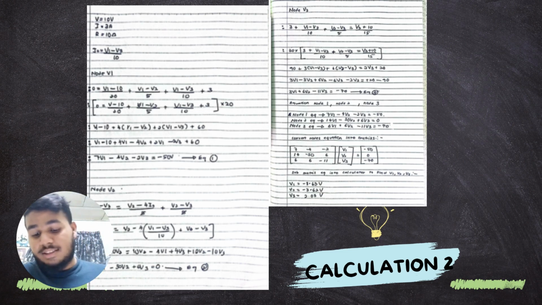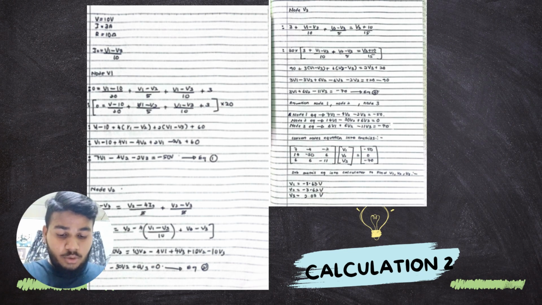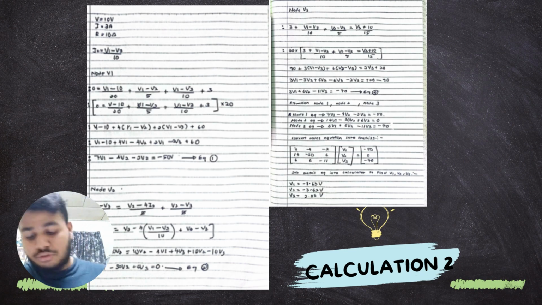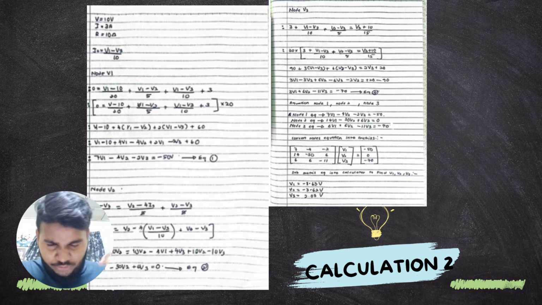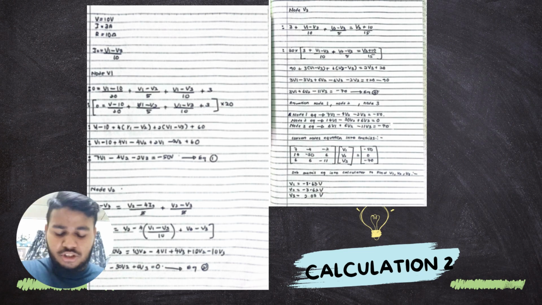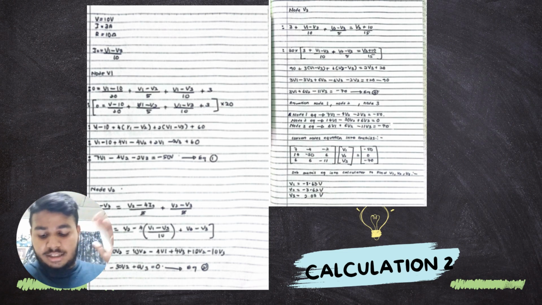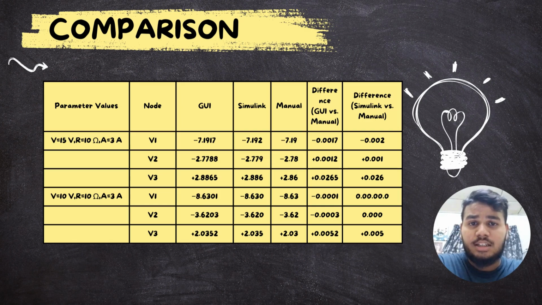And we need to gather the three equations' values, and we should substitute them into the matrix form that we showed in the slide. When we need to find v1, v2, v3, we should enter the values in matrix form into the calculator, and we get the final answer of v1 equals negative 8.63, v2 is negative 3.62, and v3 is 2.03.